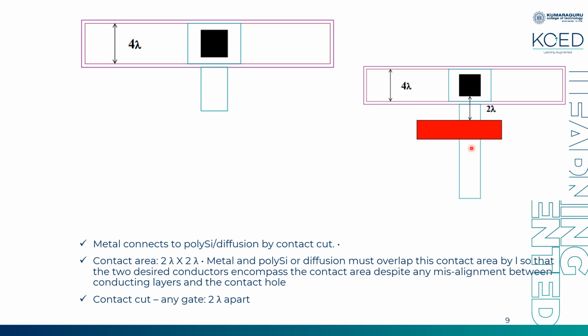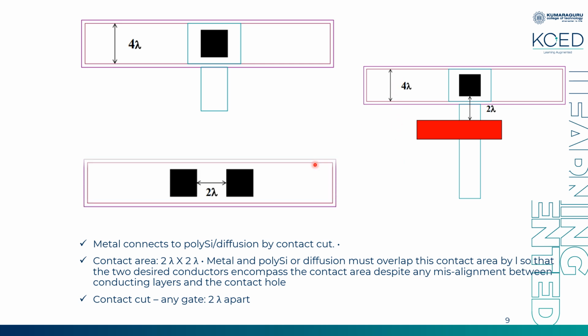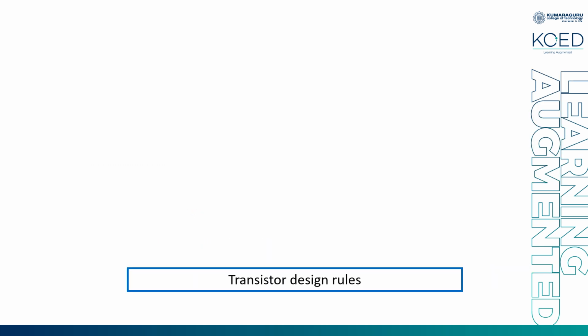Here this is my poly, blue is my metal, and pink is my diffusion. So between this contact cut and poly, a minimum of 2 lambda is maintained. And this whole distance has to be 4 lambda. Between two contact cuts, I have to leave a space of 2 lambda. Now for the basic transistor layout representation, minimum rules have to be followed.